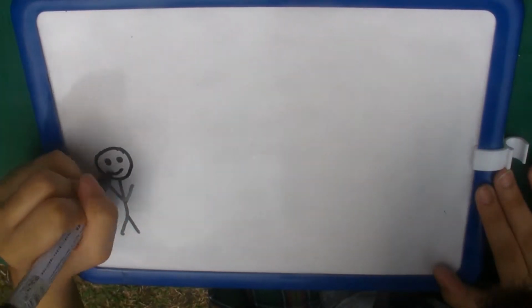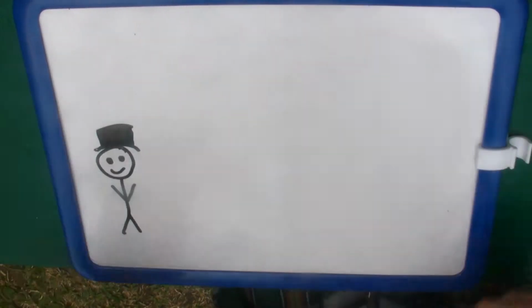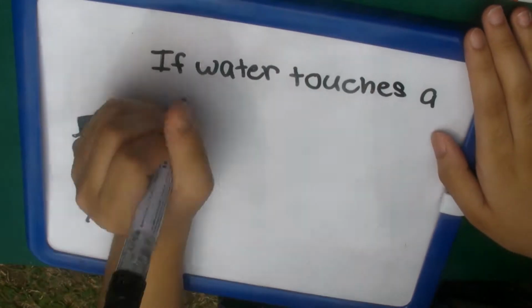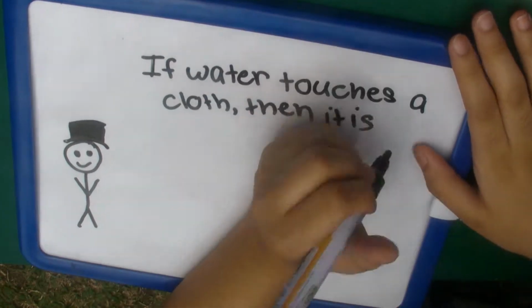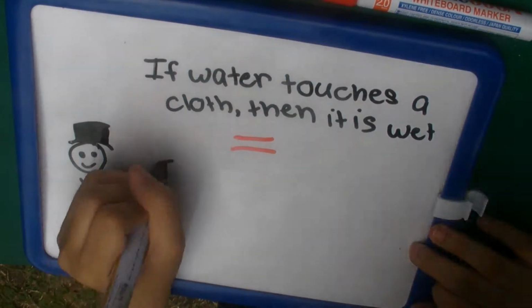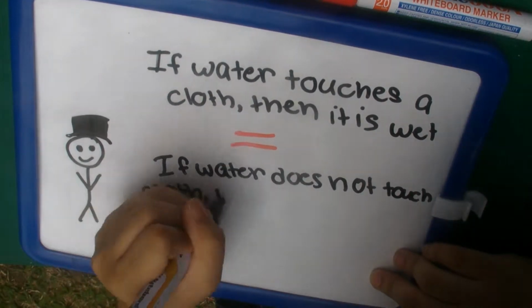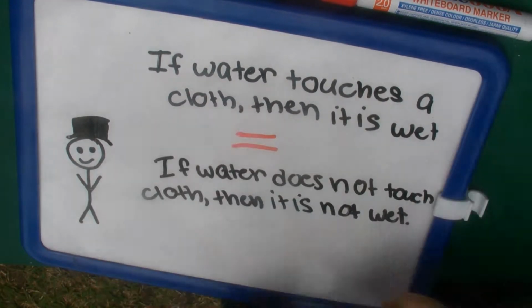Inverse statements are also really simple. They negate, or in simpler terms, put a not in the statement. So if the original statement is, if water touches a cloth, then it is wet, then the inverse is, if water does not touch a cloth, then it is not wet.